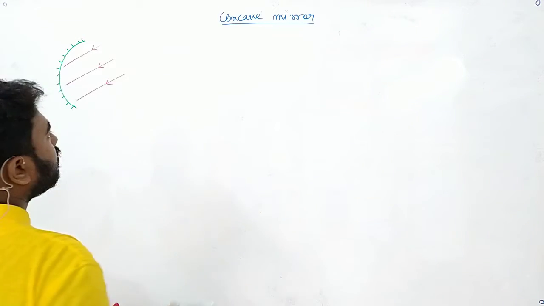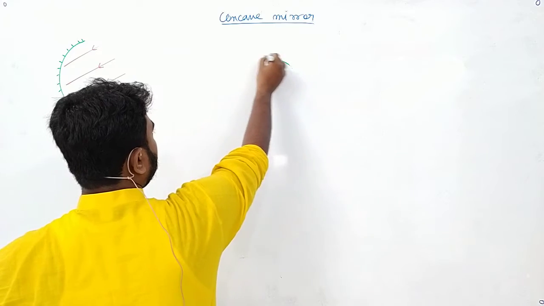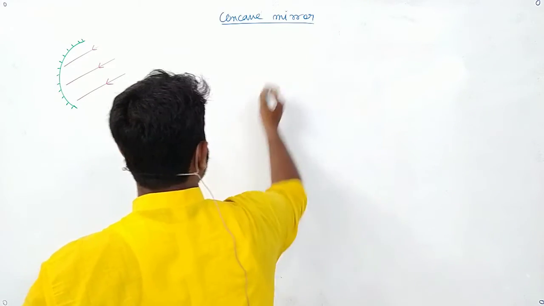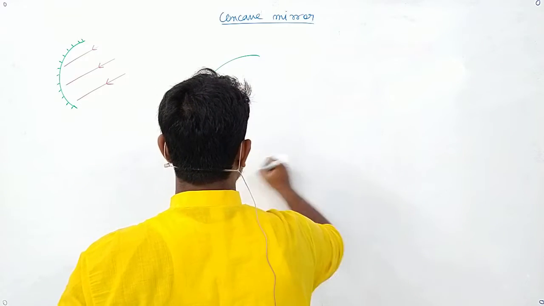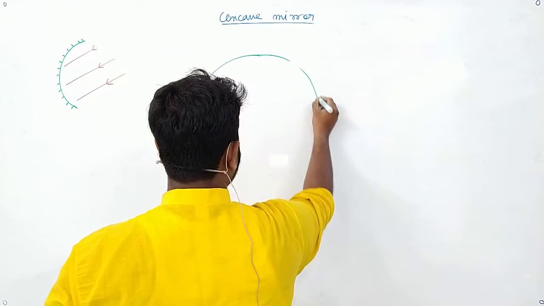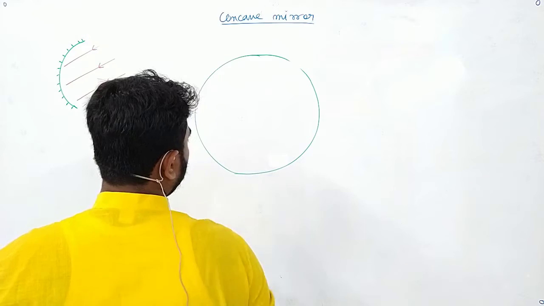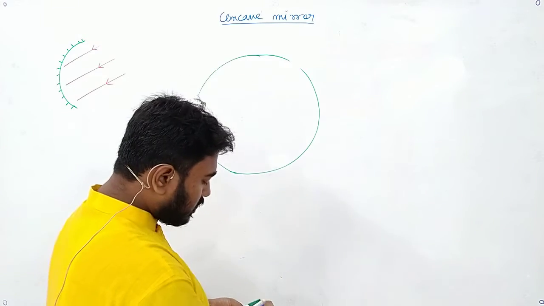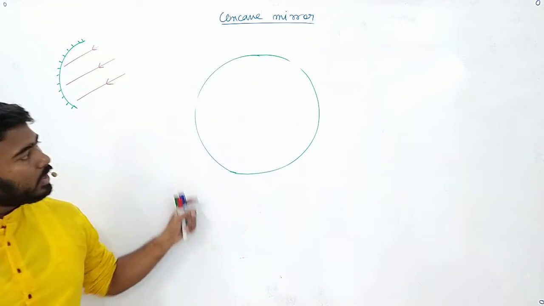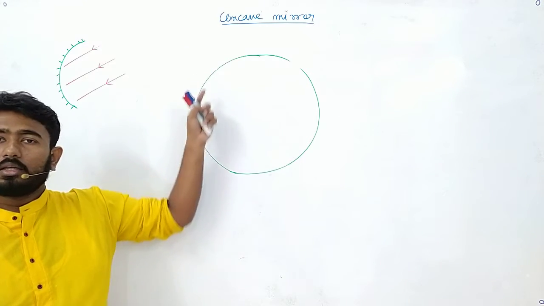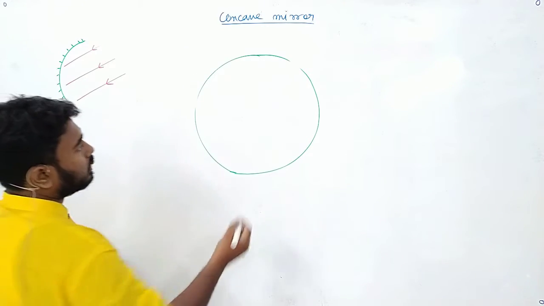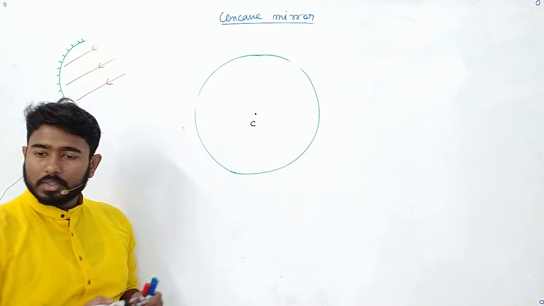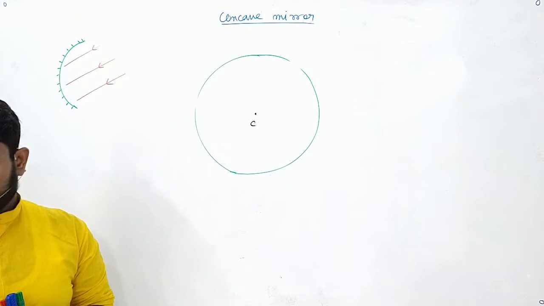now if we take a sphere, or rather if we take a spherical shell, okay, let us take a spherical shell. Now in this spherical shell, can you tell me where will the center of the spherical shell lie? Okay, the center of the spherical shell will lie in the middle. Can we name it as C? We can name it as C.